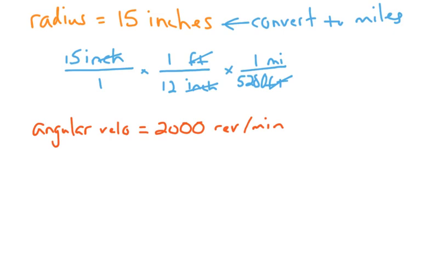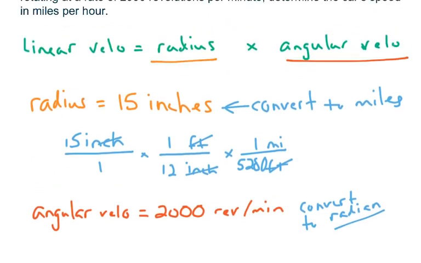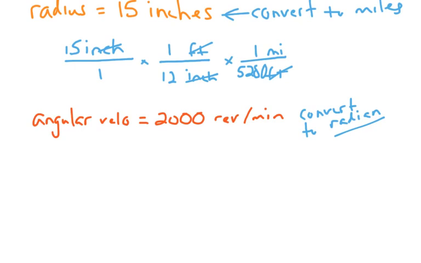We need to convert to radians over, and in this case we don't want minutes, we want hours. Okay, so we might have 2 labels to cancel here or to convert. Let's give it a shot. So we know that we have 2,000 revolutions in 1 minute. The problem sets it up and tells us that.